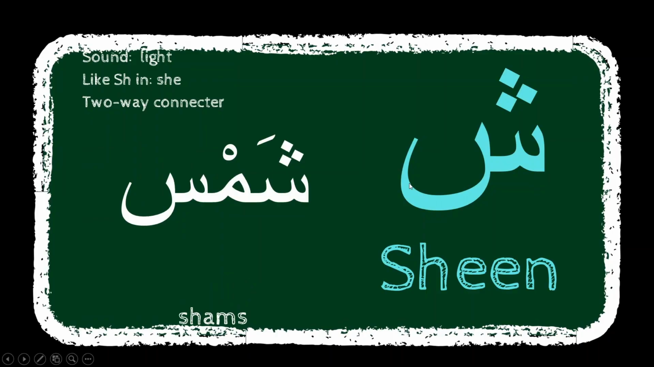Our next letter is sheen, and this is a light letter, and it's pronounced like the SH in the word she, okay? And this is a two-way connector, and this example is shams, shams, which means the sun.